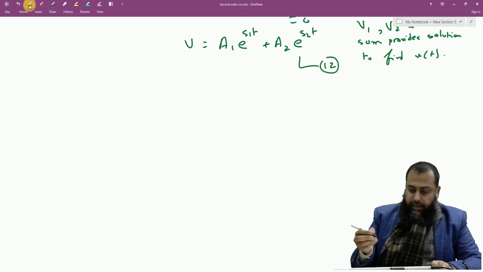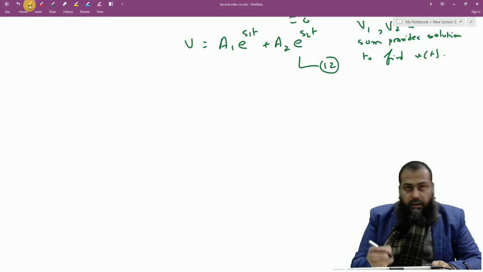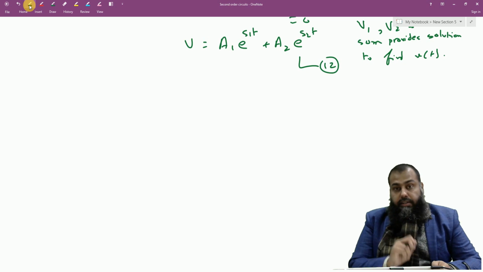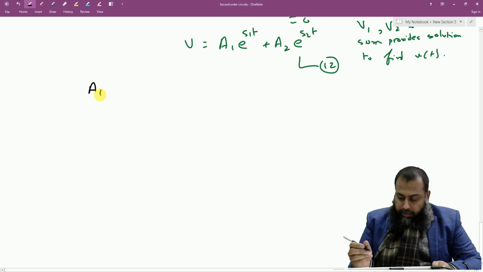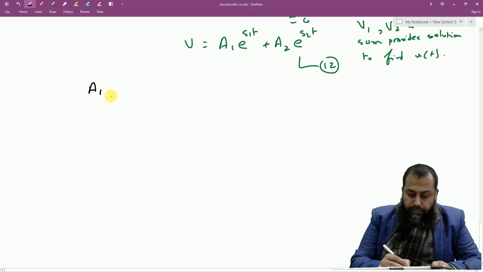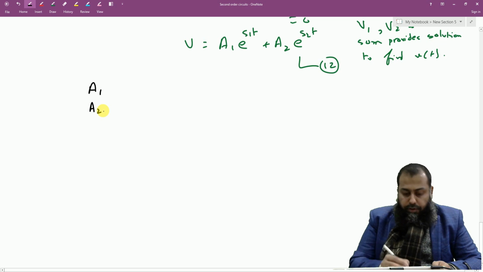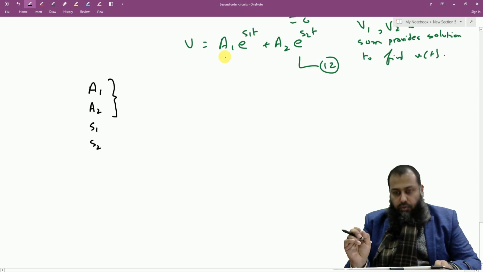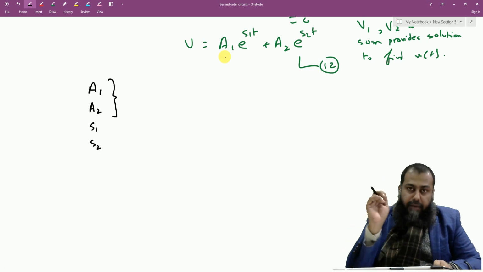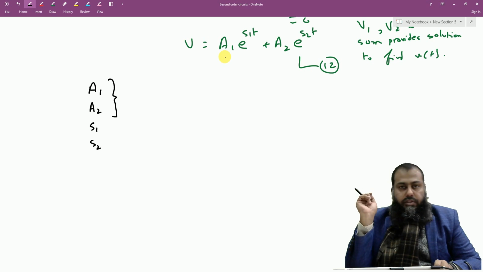So we have seen here that there are certain unknown quantities here. We do not know what is the value of a1. We do not know what is the value of a2. a1 and a2, these are two unknown quantities. Also, we do not know what is this s1 and what is this s2. So to find out these four unknowns which are present in this equation number 12, constants a1 and a2 are determined by the initial conditions of the energy storage elements.